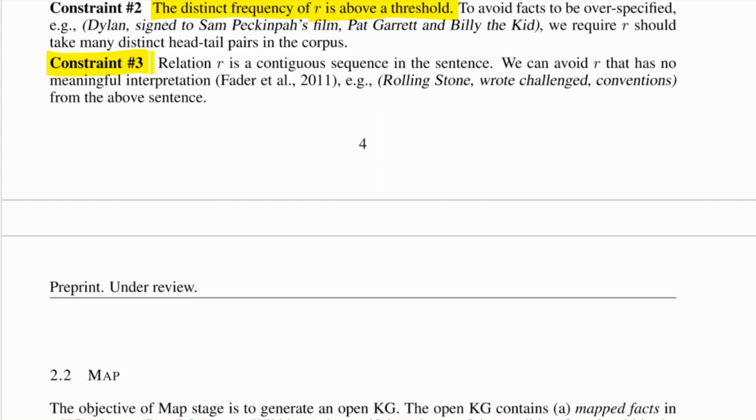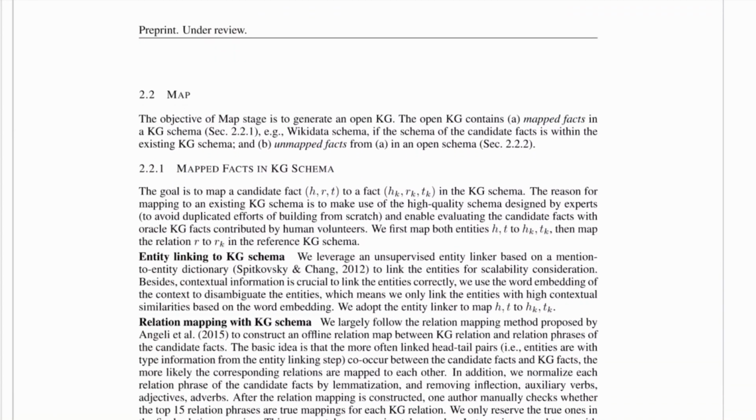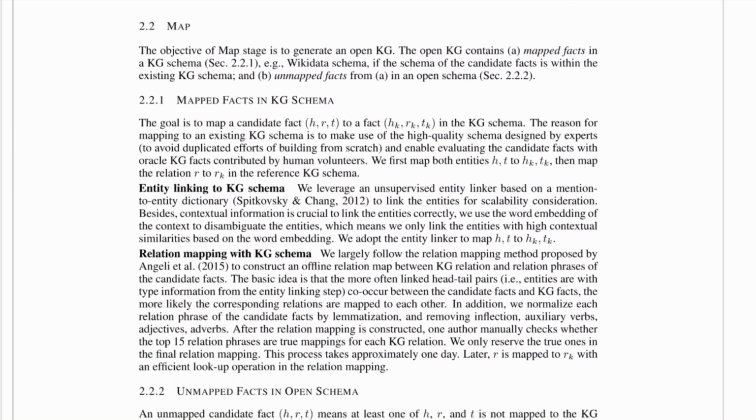And constraint number 3: relation R is a contiguous sequence in the sentence. Okay, so they have an example here from the same Rolling Stone wrote challenged conventions, which the language model would like to extract, because in the context of that sentence these words jump to each other in the attention matrix, because you can predict them from each other very well. But they say this must be a contiguous sequence. So what I said before, that this could happen, with this constraint they exclude it.